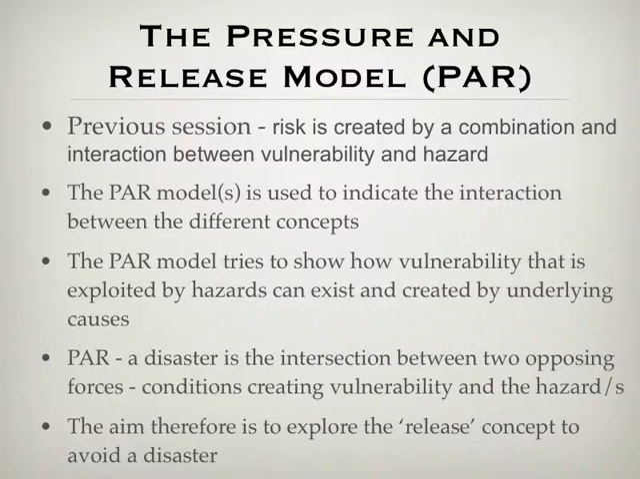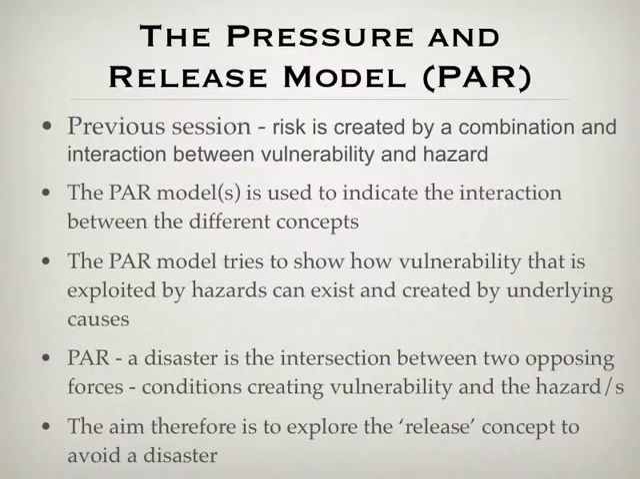The pressure and release model tries to show how vulnerability that is exploited by hazards can exist and be created by underlying causes. So it tries to look a bit deeper at this interaction. The pressure and release model functions from the premise that a disaster is the intersection between the things that cause or contribute to vulnerability on the one side and the hazard on the other side. So they say that all of these aspects build on one another, with the hazard coming from the other side, and it's where these two forces intersect that you get the disaster event.